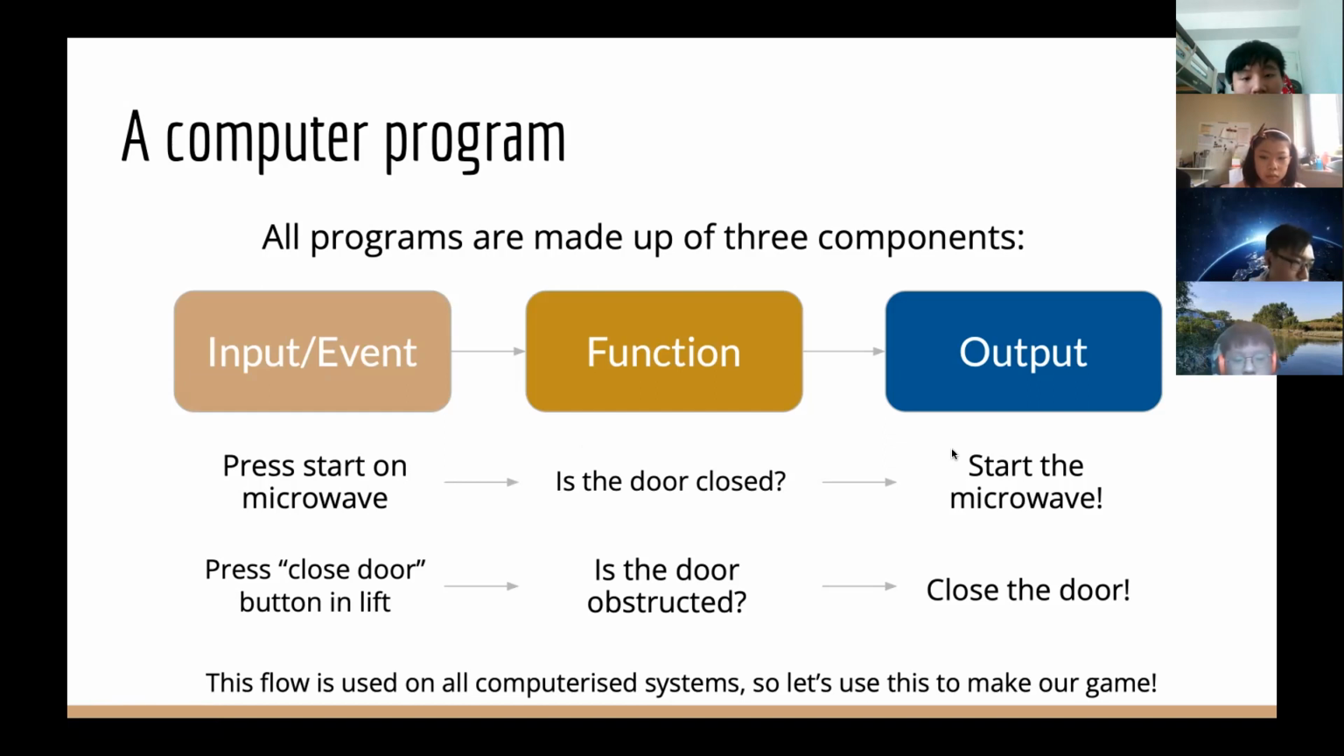So one more example for that would be to press the close door button in the lift. So if you go to the lift, then there's like a close door button. So that would obviously close the door. And then the function would be to check whether the door is obstructed. So if there's some obstacles. And okay, after we went through the function, we know that there's no obstacles, then we can close the door. So that would be the output of the program. Okay.